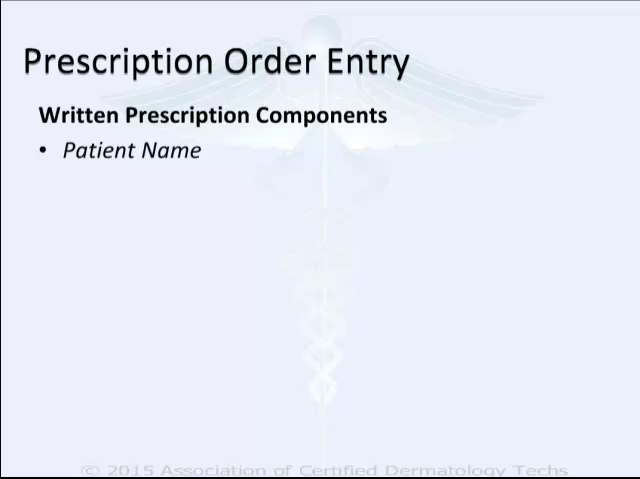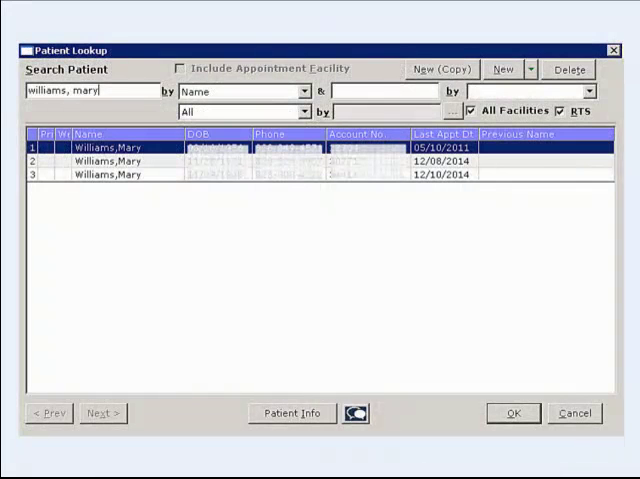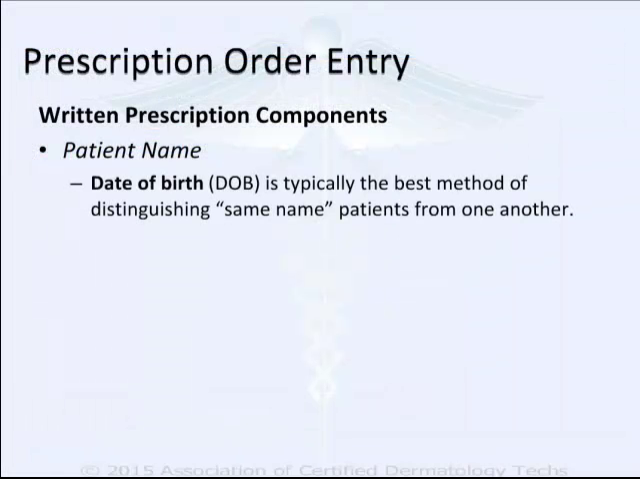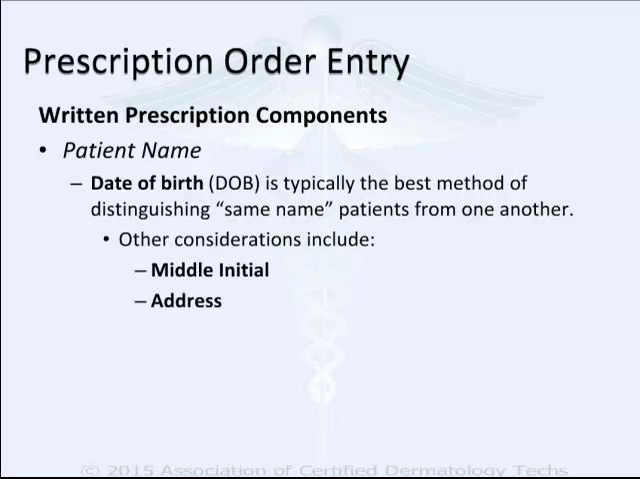How many times have you encountered a situation like this? A patient with a very common name, we'll say Mary Williams, calls the office and asks for a refill. So you type in her name, and the EMR provides you with multiple options for patients who have that same name. Typically, the date of birth is the best method of distinguishing same-name patients from one another. Of course, if you have the extremely rare bad luck of having patients who share both a name and a date of birth, you'll need to consider other items such as middle initial, address, or even the date of their last visit.